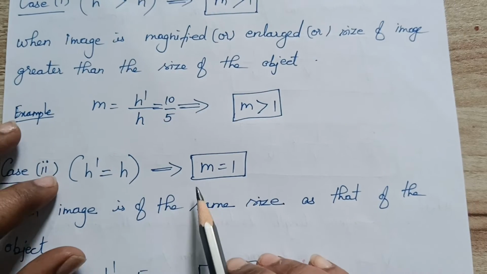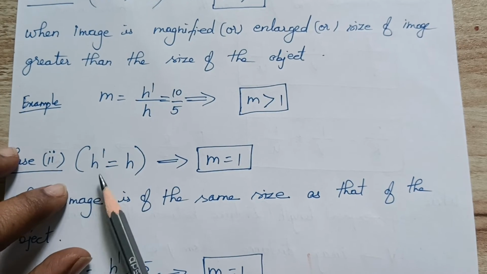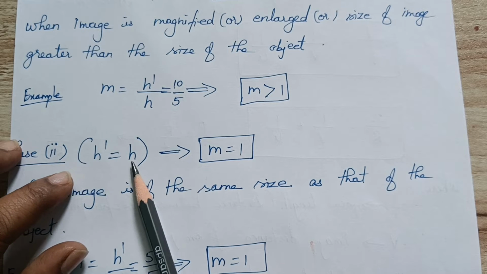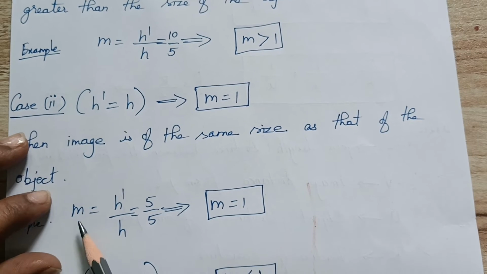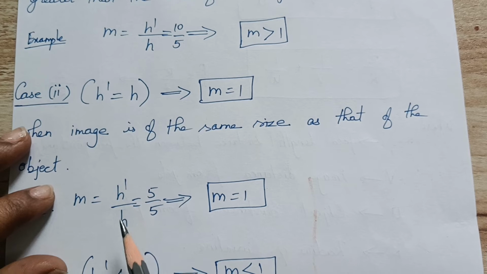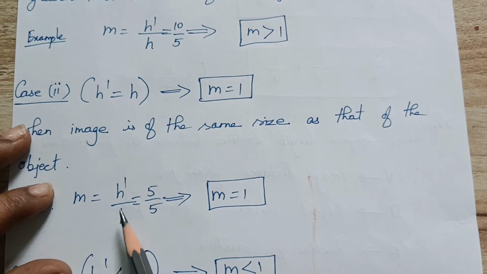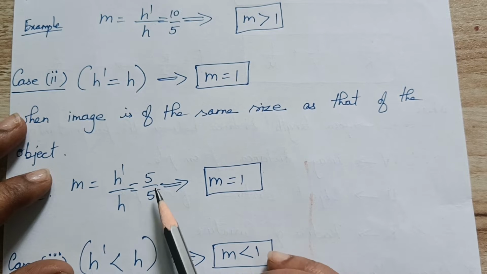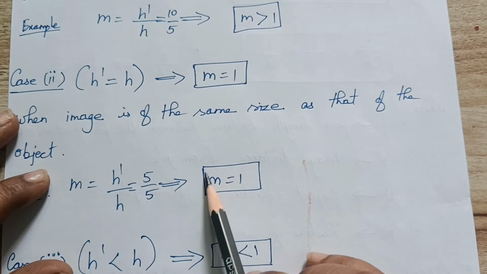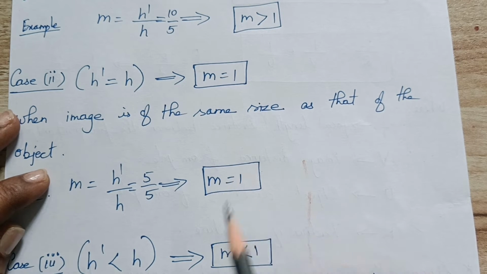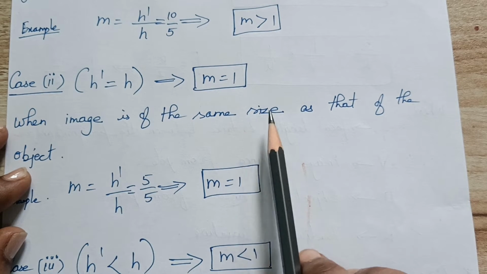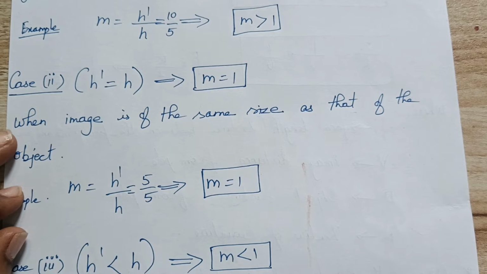There are three cases. When the image height and the object height are equal, magnification equals image height by object height. If both are the same, for example 5 centimeter and 5 centimeter, that equals 1. So your magnification m value is 1, when the image is the same size as the object.